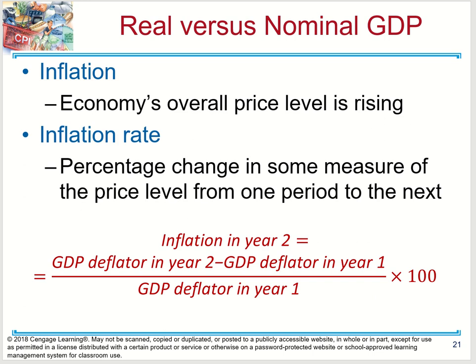So again, inflation is when you have an increase in overall prices in the economy. So the inflation formula is your GDP deflator in year 2 minus deflator in year 1, divided by deflator in year 1, times 100. So for inflation, you always compare between 2 years. So this year's deflator minus last year's deflator, and then divided by last year's deflator, and that's your inflation for the economy. Okay, so let me show you an example of how to do this.